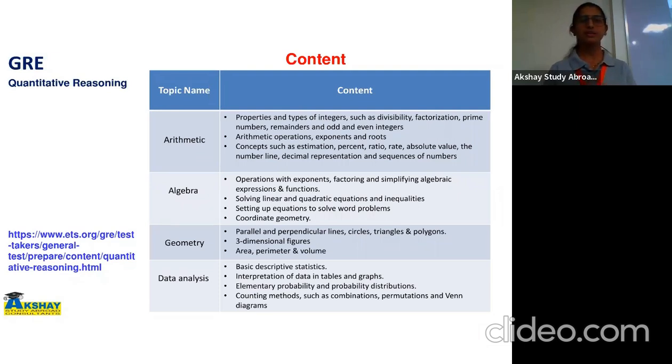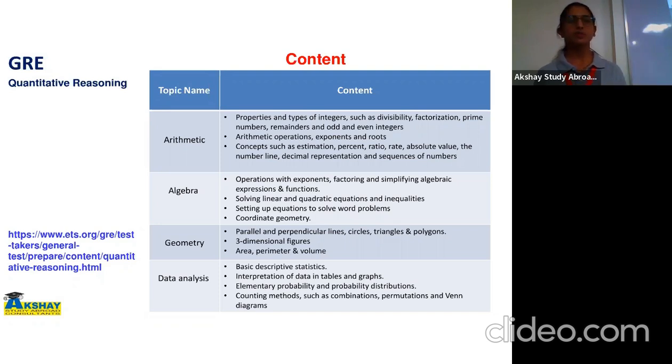In arithmetic, the questions are based on integers, divisibility rules, factorization, then sometimes remainders, even and odd numbers, right? So you have to use those concepts, then arithmetic operations, exponents, ratio, percent calculation. Then concepts such as estimation, absolute value calculation, rate calculation, unit conversion sometimes you have to deal with. Then number line, decimal representation, and sequence of numbers. So sequence, series, and progression topic, arithmetic and geometric progression. These are all the topics which are included under the arithmetic section.